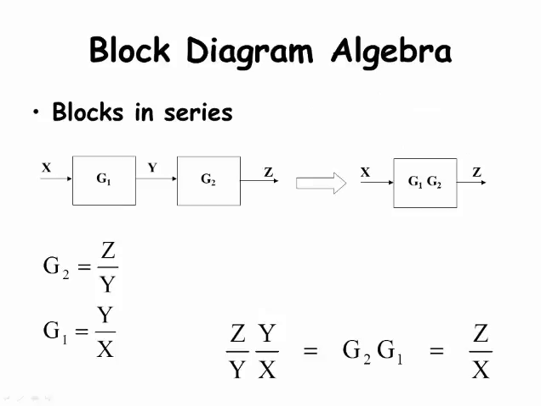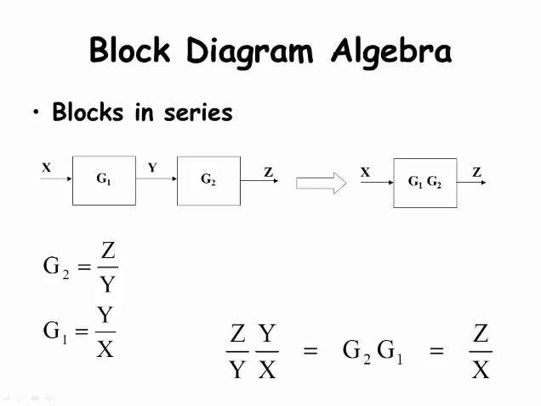Now let's start talking about block diagram algebra. First is combining blocks in series. We start with two blocks or transfer functions, G1 and G2, that are in series. We can combine them into one block with the two transfer functions, G1 times G2. The input function is X and the output function is Z.